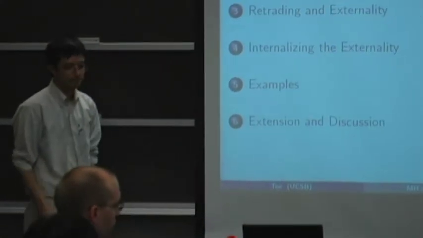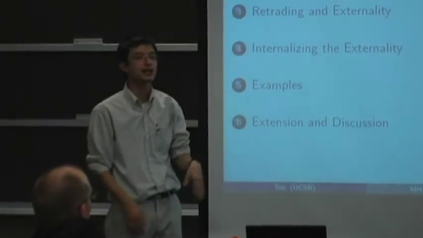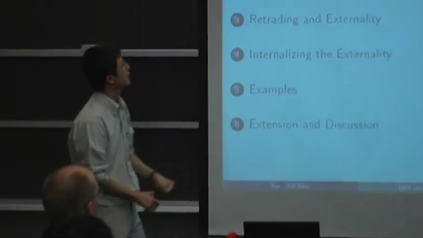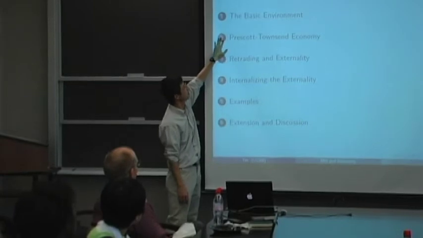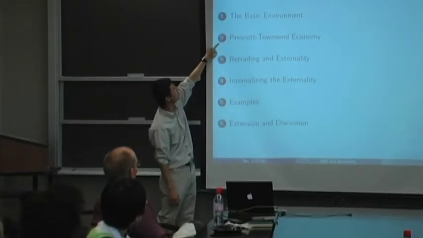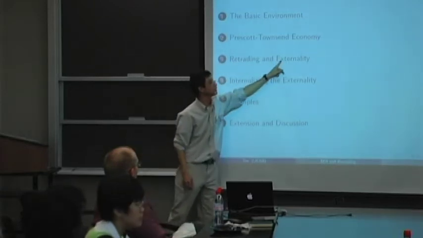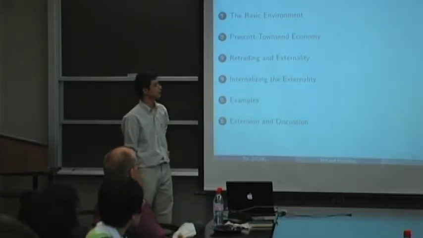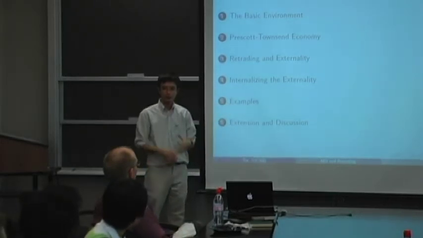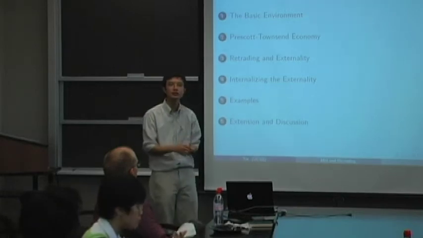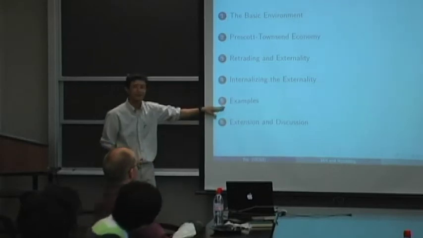So here is the plan of the talk. I'm going to go briefly through the basic environment to tell you exactly what private information means. And then I'm going to present the Prescott-Townsend economy. This is going to go into a little detail because it's the building block for what we do. And then introduce retrading. Then we talk about what the externality is, and then present the solution. And I'm going to spend a little more time on an example, both to show you how the model works, and also because there's something in terms of computation that I would like you to see.